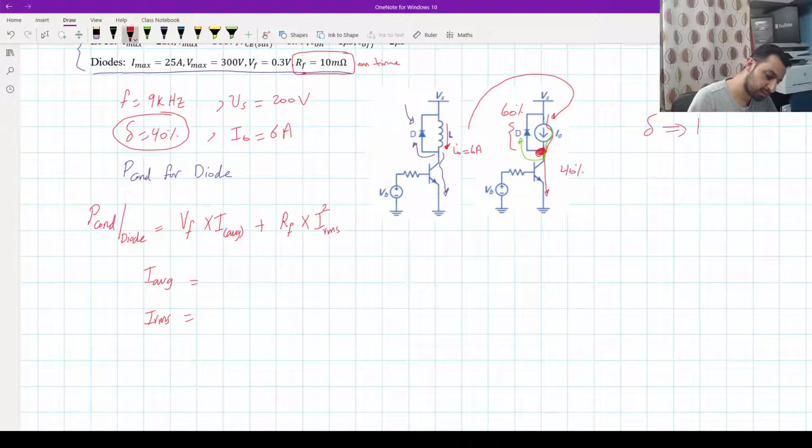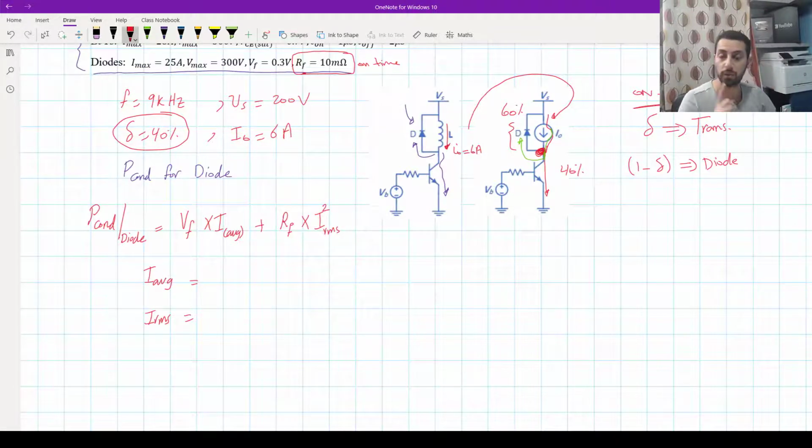So now we have delta. This is for the transistor. And we have 1 minus delta. This is for the diode. So this is the on time for each. And this is very, very important because some students just take the same duty cycle and multiply it for any average current, which is wrong. You have to know the on time for that component, and that on time defines for you the average and RMS current, okay?